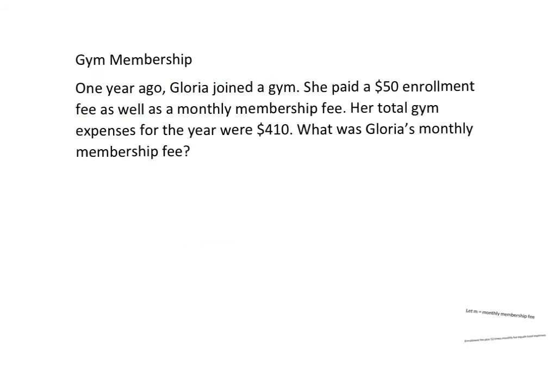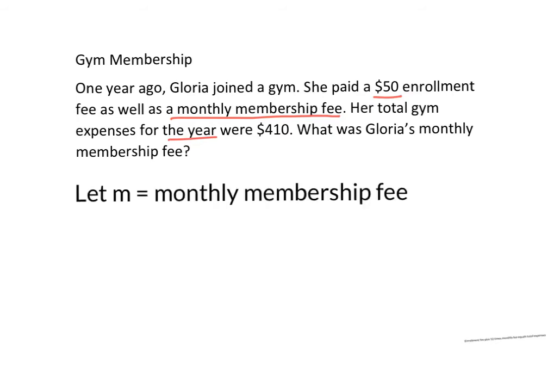All right, so we have this example for gym membership. One year ago, Gloria joined the gym and she paid a $50 enrollment fee, as well as a monthly membership fee. Her total gym expenses for the year were $410. What was Gloria's monthly membership fee? So she paid $50 as enrollment fee as well as monthly membership fee. How many months, by the way? Since it's for the year, we have 12 months in the year, right?